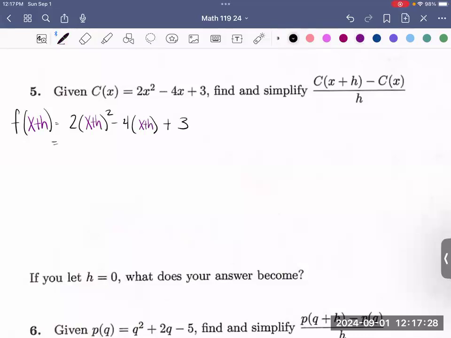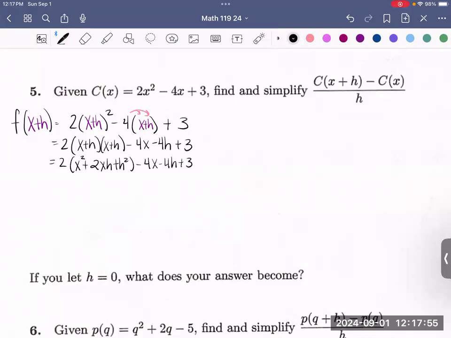And the same steps are as follows. So we're still expanding here. You'll notice it gets very repetitive. This one has an extra step because then you still need to distribute into your next term. To get negative 4x minus 4h plus 3. Keep expanding. And lastly, we get 2x squared plus 4xh plus 2h squared minus 4x minus 4h plus 3.